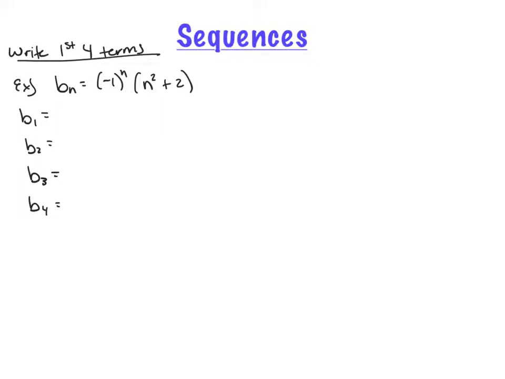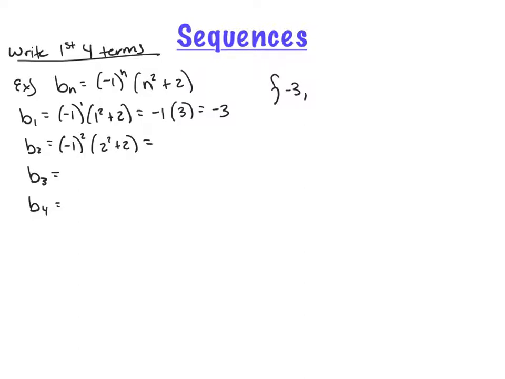So when we take n equals 1, we have negative 1 to the 1, 1 squared plus 2. Okay, negative 1 to the 1 is negative 1. And 1 squared plus 2 is 3, so our first term is negative 3. Plugging in n equals 2, negative 1 squared, 2 squared plus 2. Negative 1 squared is positive 1, and 2 squared plus 2 is 4 plus 2, which is 6. So we have 6.